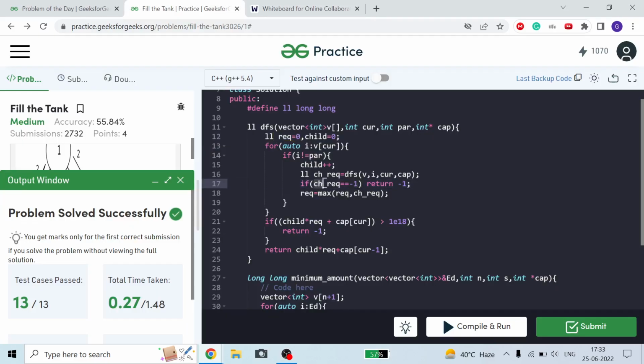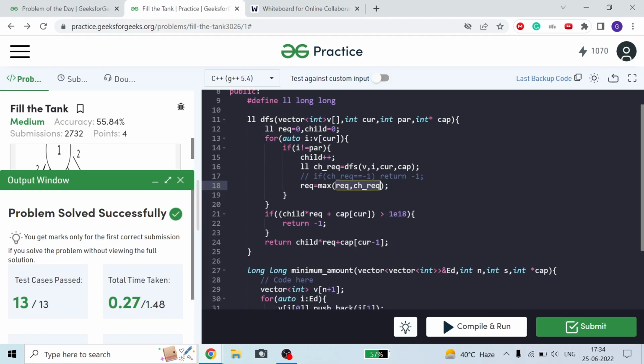Okay, and if my child required is equal to 1, I will tell how it will become 1. Okay, for now just comment it. Okay, child required is the amount of water, so required contains the maximum of required and child required, meaning it's the ith child's required amount of water. So the final requirement amount is the maximum of required and child required. Okay guys, now we come out of it.